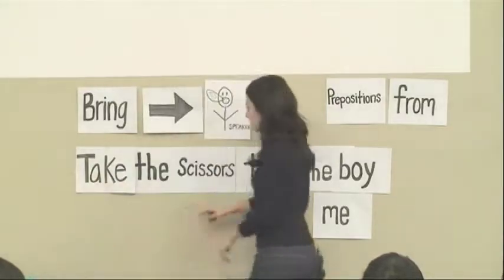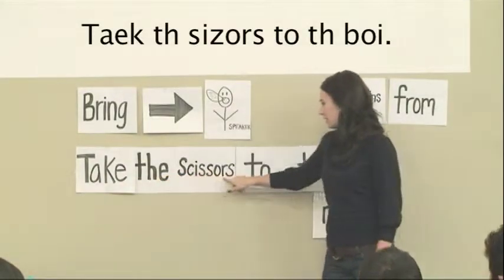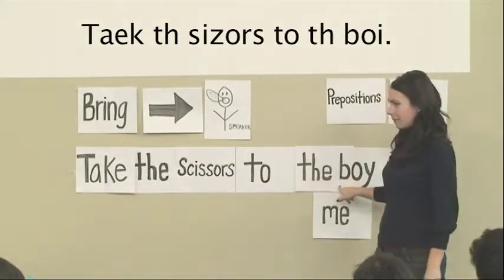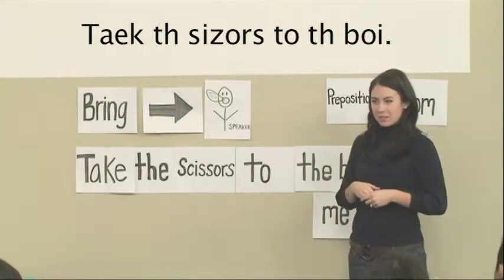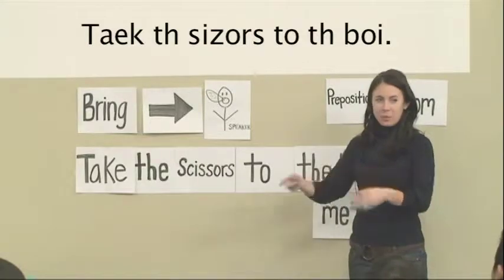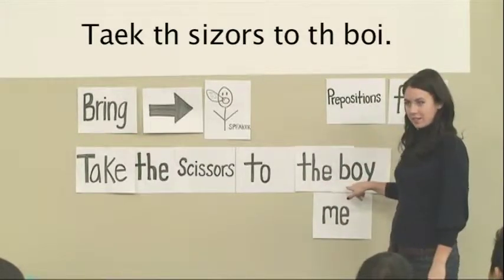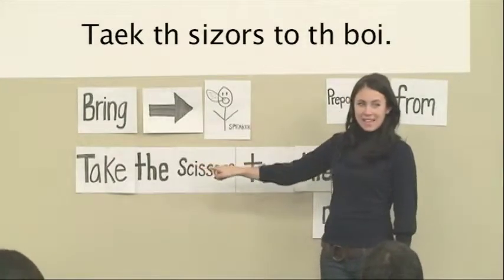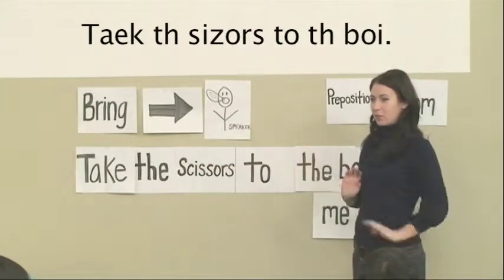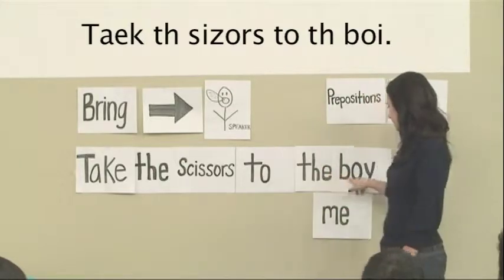So in this sentence here, we've got this one here. It says, take the scissors to the boy. Are we bringing, is the action going towards me if I'm telling you? Or is it going away? Is it going to the boy? The boy, yeah. So we use the word take because we need to take the scissors to the boy. The movement goes away from the speaker.